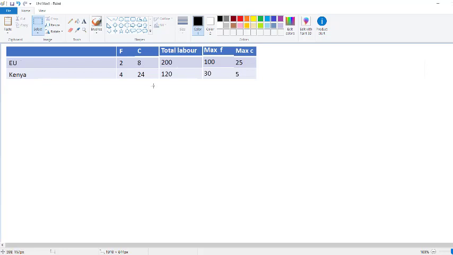200 divided by 8. Similarly, you do the same calculation for Kenya. 120 divided by 4 gives you 30. 120 divided by 24 is 5. So now you can draw your PPCs. Also, you can work out what is your terms of trade or your cost for chemicals.